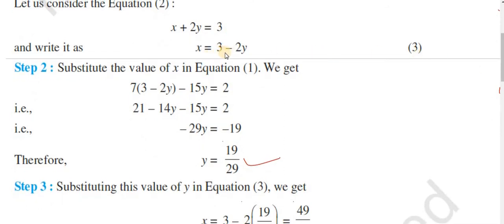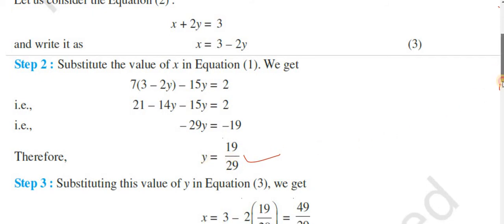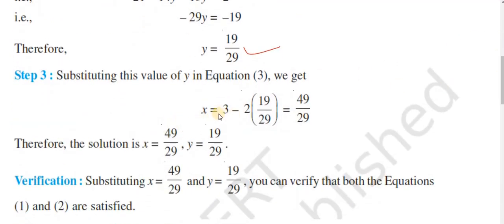So x is equal to 3 minus 2y. Substitute the y value there, 19 by 29. Now if you substitute that, you'll get the x value. x is equal to 3 minus 2 into 19 by 29. Simplify this: 3 minus, 2 nines are 38 by 29, and afterwards simplify, so you'll get 49 by 29. Therefore the solution is x is equal to 49 by 29 and y is equal to 19 by 29. Okay, these are the values we need to get.